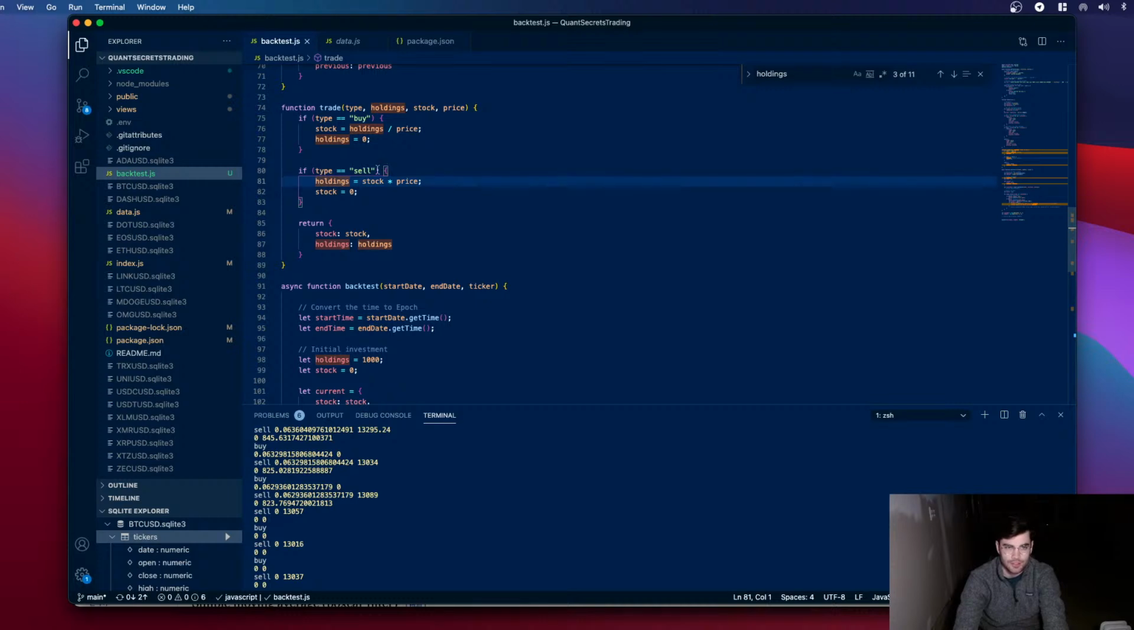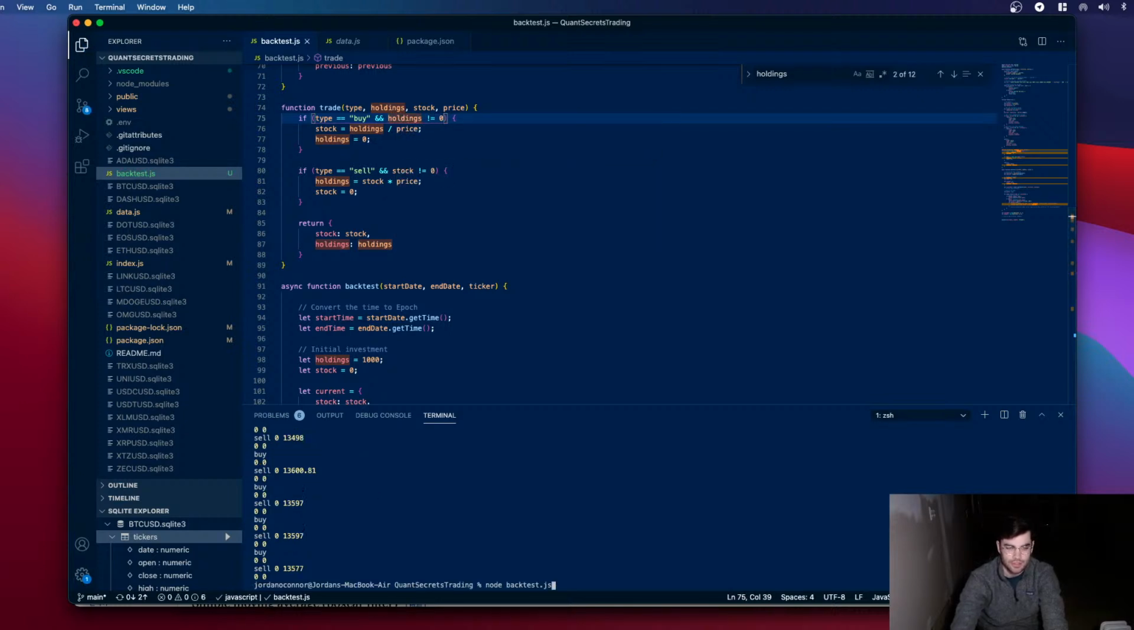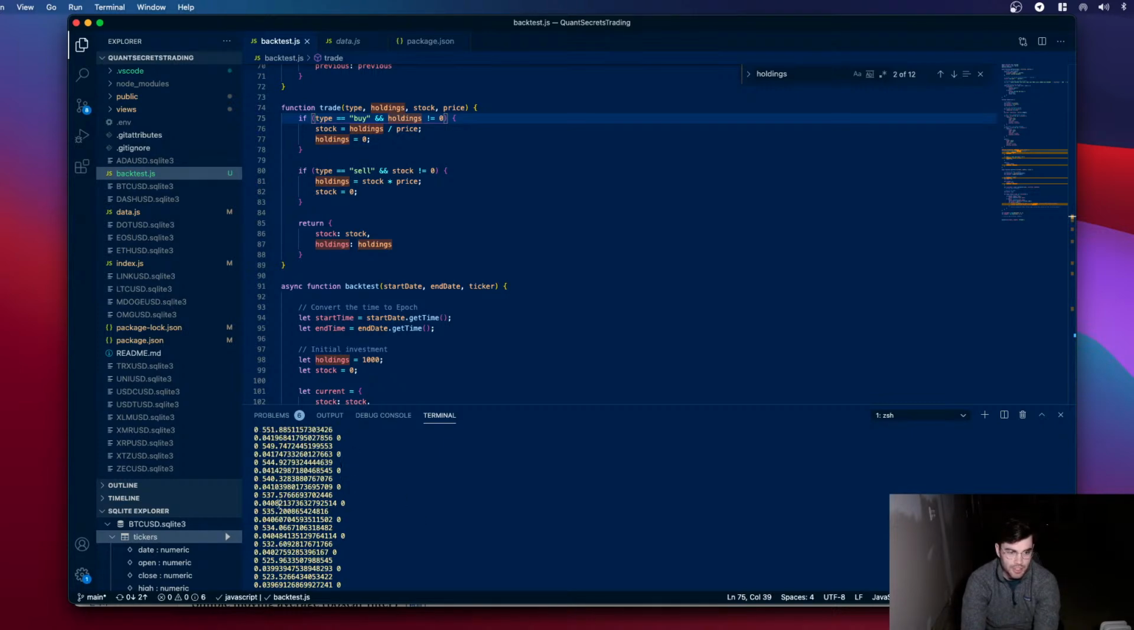So I'll say if sell and stock not equal to 0, and holdings not equal to 0. Let's try something like that, because then there we go. All right, I did lose all of my money. I lost half of my money in a single day. Look at that. I started out with $1,000.